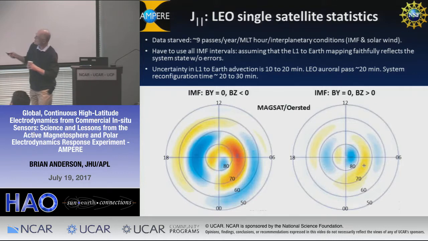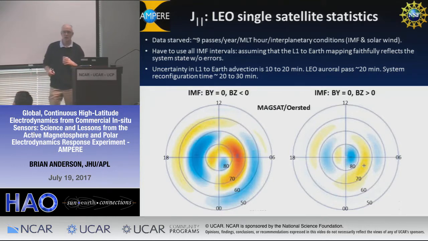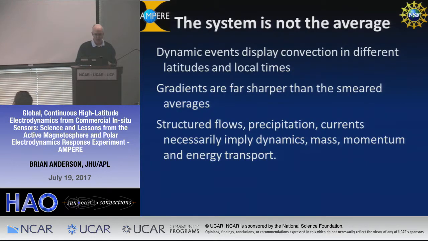But you notice there's an awful lot of commonality in these patterns. And because you're dealing with single satellite statistics, you're having to use all of the data and bin it together, even though the system is changing faster than it takes a low-altitude satellite to get across the polar cap. So there's an awful lot of smearing between states that goes on in these kinds of analyses, but that was the best that could be done back in, as I say, the 1990s. So the problem is that the system is not the average. If you want to understand what the system really does, your statistics can only get you so far. They can only get you to a crude sort of static cartoon like that.